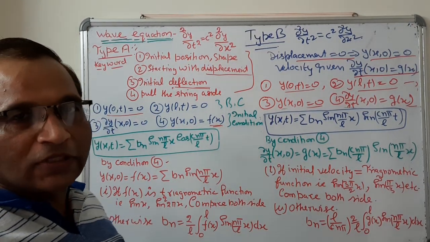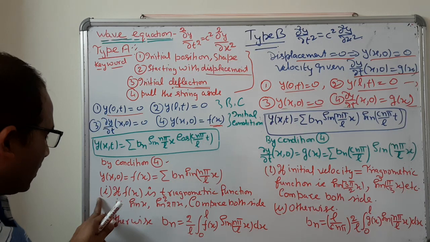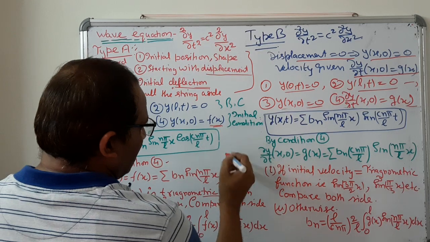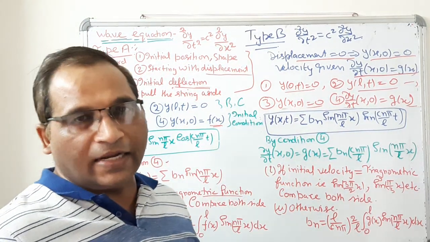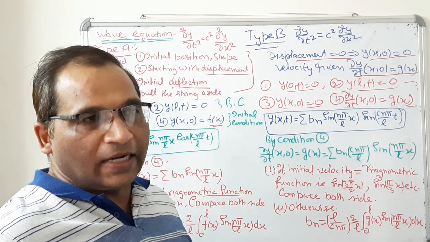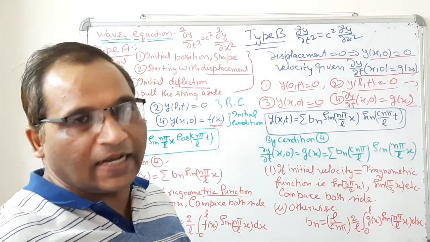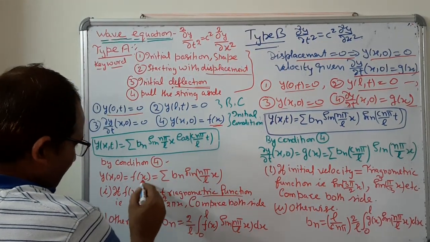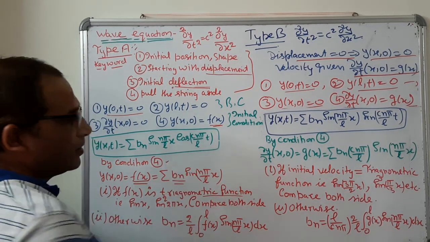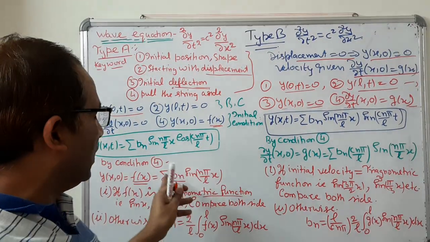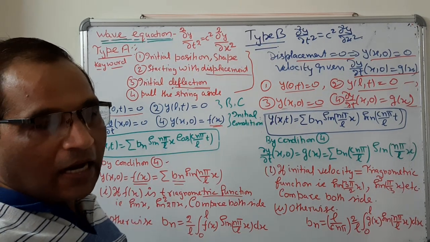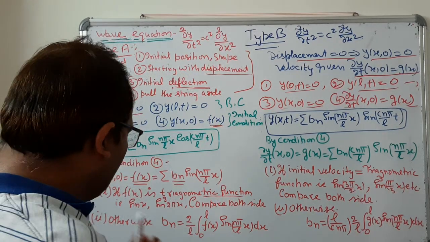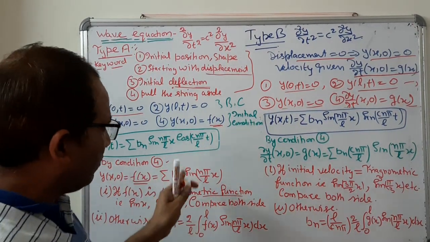There may be two types of question. Type 1, if f(x) is a trigonometric function, let us suppose sin x, sin³ 2x, or sin x plus 5 sin 2x, like this. In that case we should compare the left hand side f(x) with the right hand side. If there is one term, then we get only one value of bn, either n equal to 1 or n equal to 2, so b1, b2, b3, only one value. If in the left hand side there are two terms, we will find two terms in the right hand side.